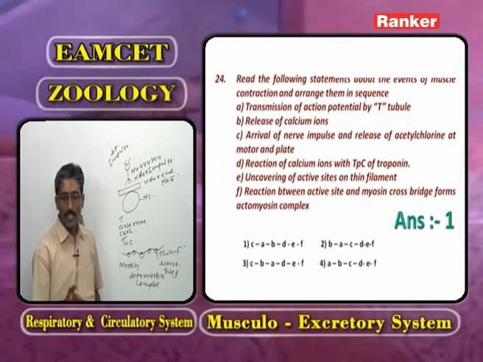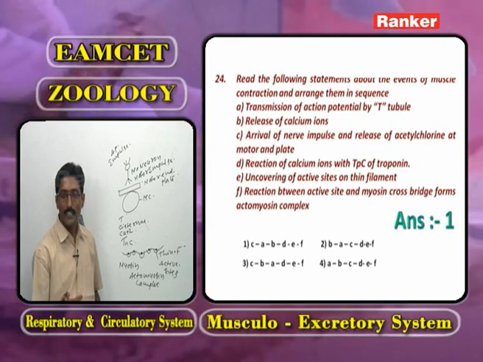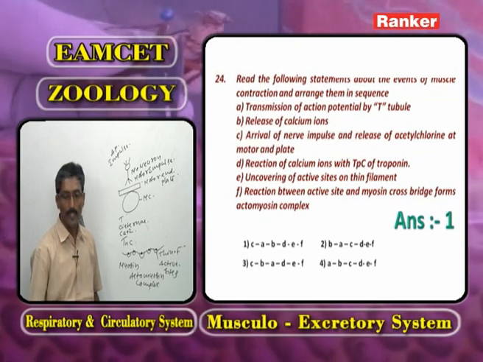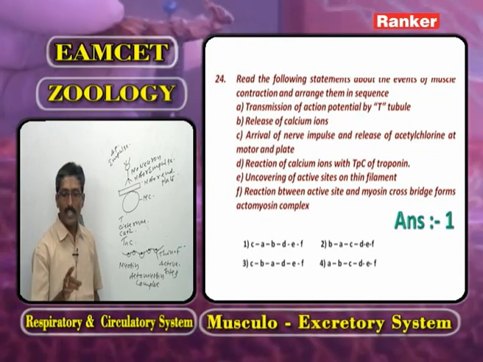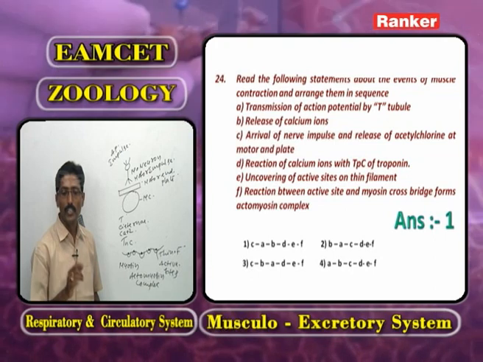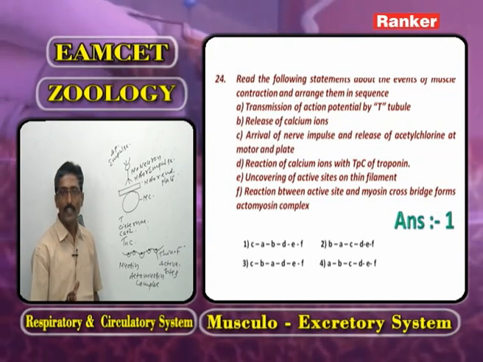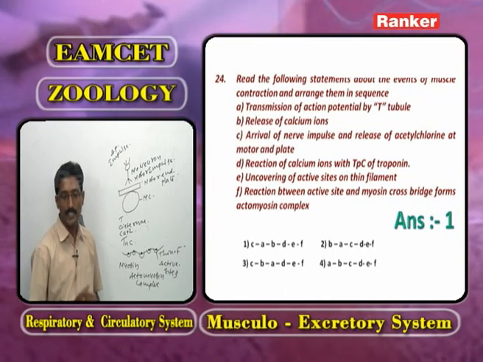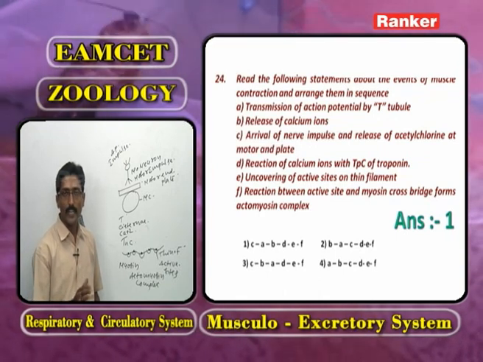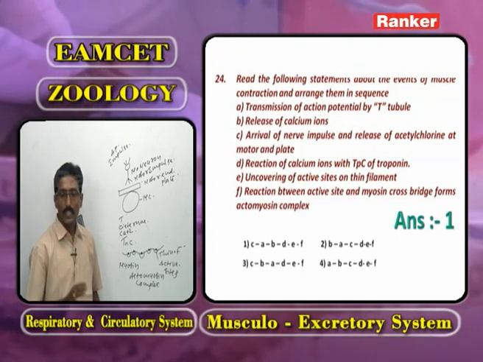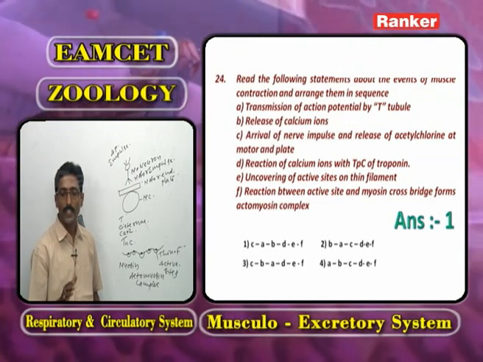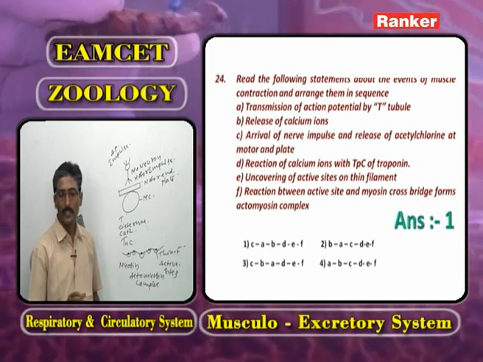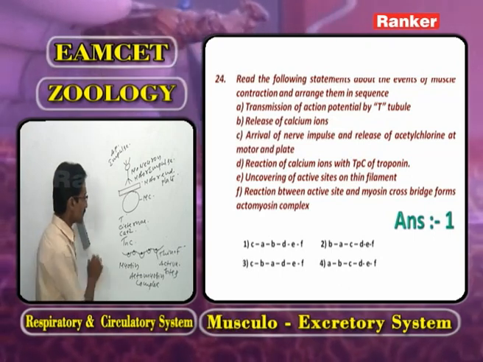Arrival of nerve impulse and release of acetylcholine at the motor end plate. Transmission of action potential by T tubule. Release of calcium ions. Calcium ions bind to TPC. Now active sites are exposed. Reaction between active site and myosin will form a cross bridge. Based on this, the answer is the 1.